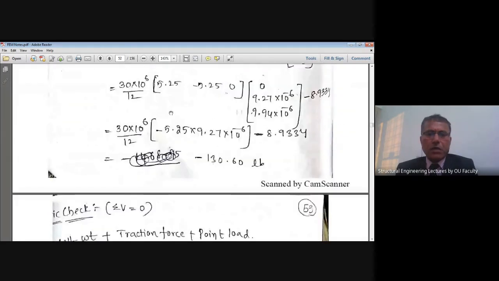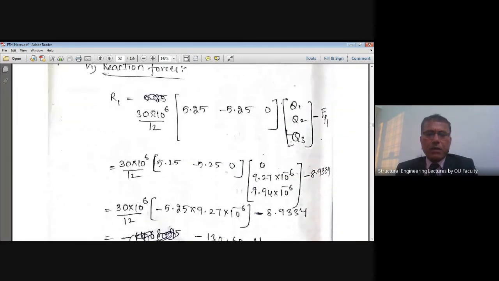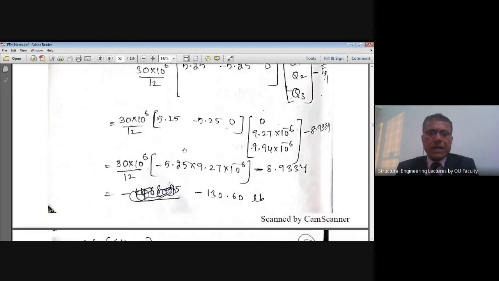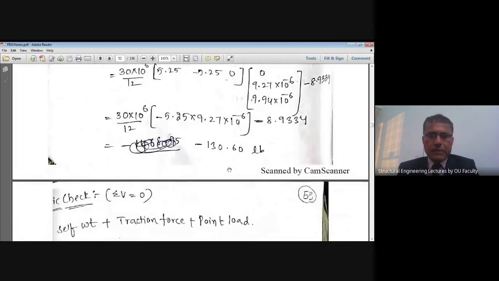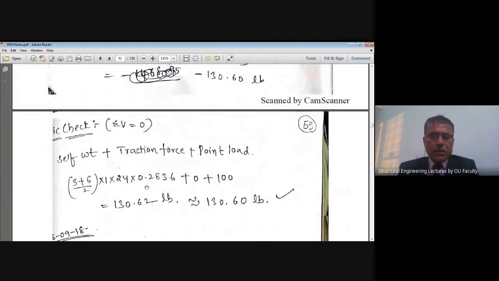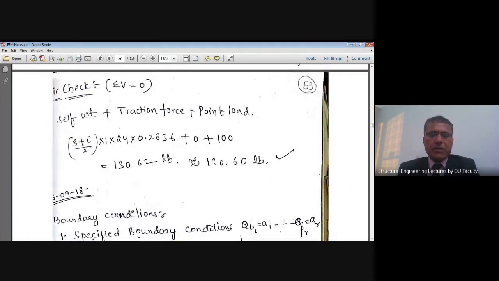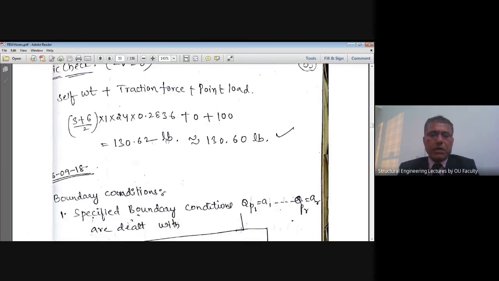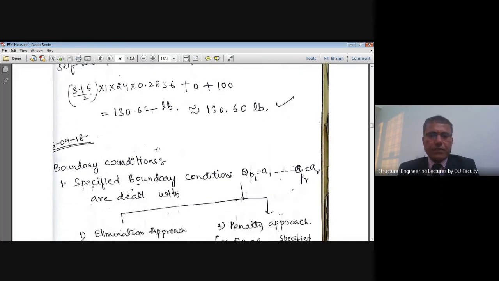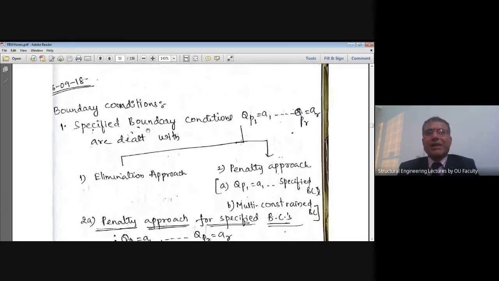But what I got from the previous calculations is also the same, minus 130.6. Therefore, this downward force is equal to this upward force. Hence, the statics check, sigma V equal to 0, is satisfied: that plus this is equal to that minus this is equal to 0. That is the elimination approach.